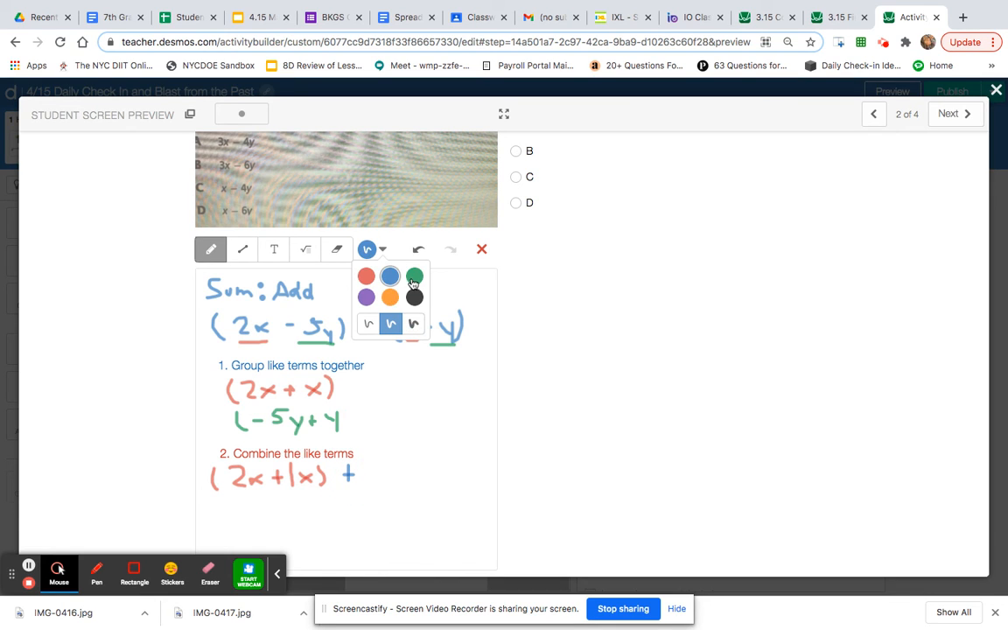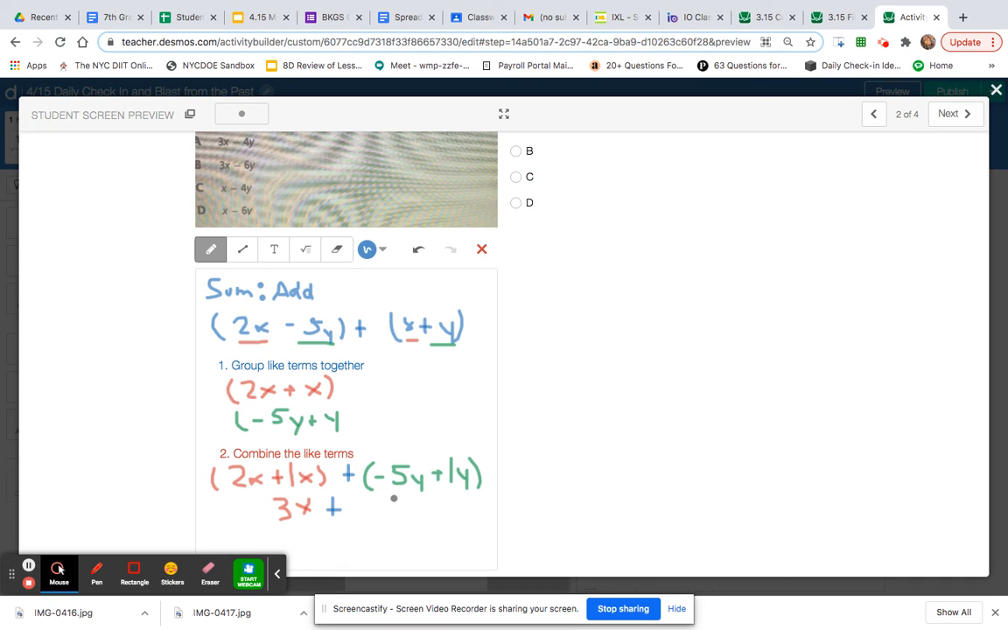Now we're going to look at the negative 5y, plus y. But keep in mind, just like we did for the x, anytime you don't see a number in front of the variable, the coefficient is always 1. Okay? So when I combine the like terms, I have 2x plus 1x, which is just 3x. Plus, now I have my negative 5y plus 1y.